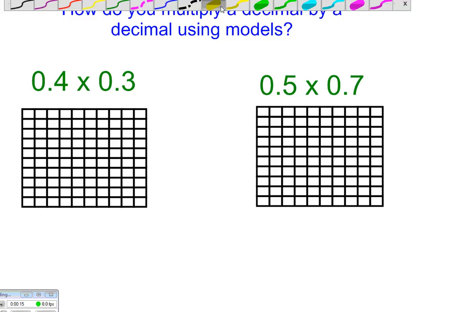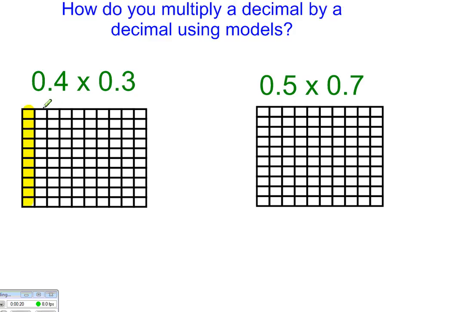So to multiply that, I'm going to first shade in 4/10 on my decimal grid. Here's 1/10, 2/10, 3/10, 4/10. That'll represent the first factor in my expression. So now that I've taken 4/10, I need to take 3/10 of that 4/10.